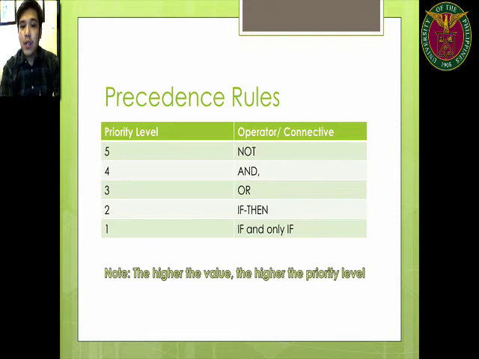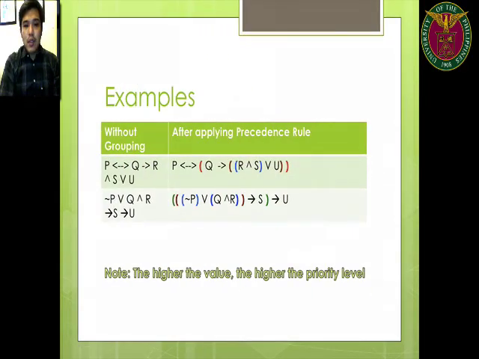So the highest priority level is the "not" connective. Next would be "and." Take note that "and" is higher than "or," and "or" is higher than "if, then." Finally, the lowest in terms of priority level is "if and only if." So here are some examples. As you can see, I've colored the parentheses differently for certain groupings so that it'll be easier for you to understand the groupings.